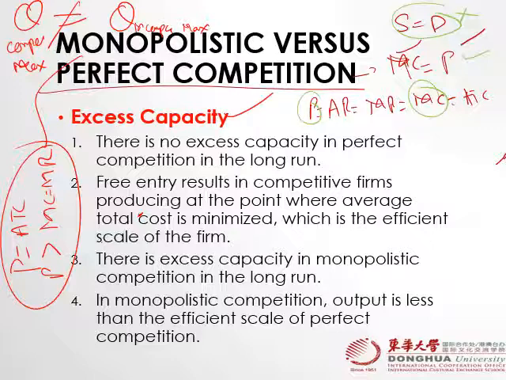So let's discuss that. There is no excess capacity in perfect competition. Free entry results in the competitive firm producing at the point where average total cost is minimized, which is the efficient scale of the firm. There is excess capacity in a monopolistically competitive firm in the long run. The monopolistically competitive firm's output is less than the efficient scale of perfect competition. So let's talk about that.